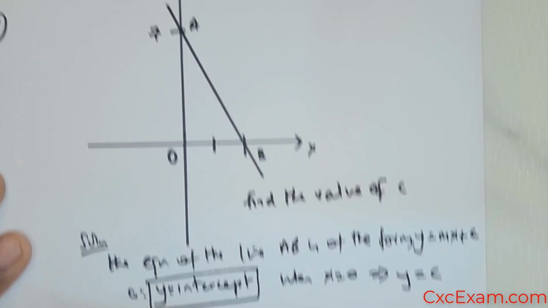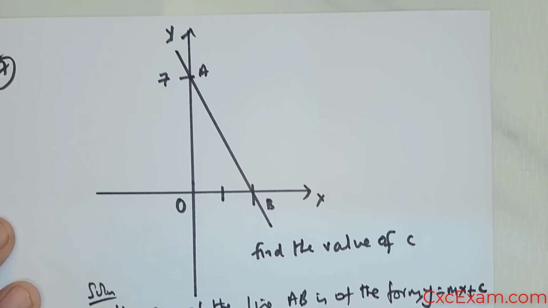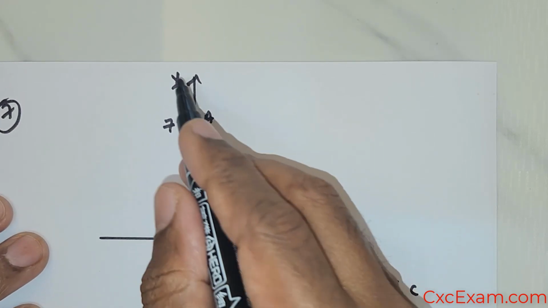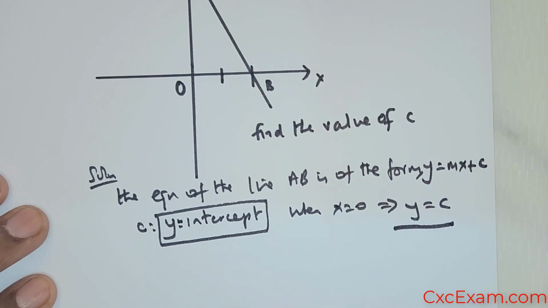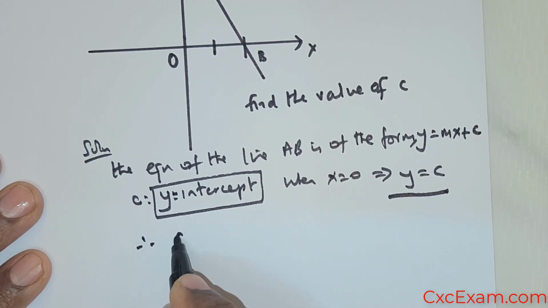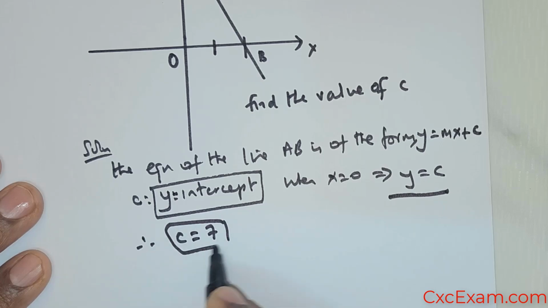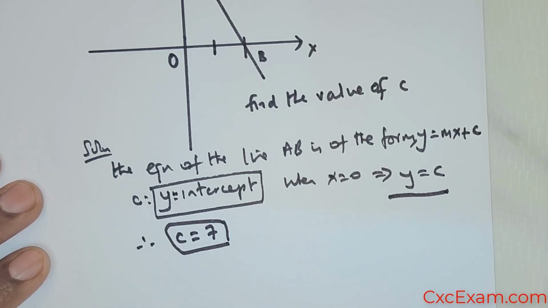So go up to the graph. After you have located this, go to the graph, and on the y-axis look for the intersection. So what do you have? You got the number 7. So therefore c is equal to 7. That is the solution for this question.